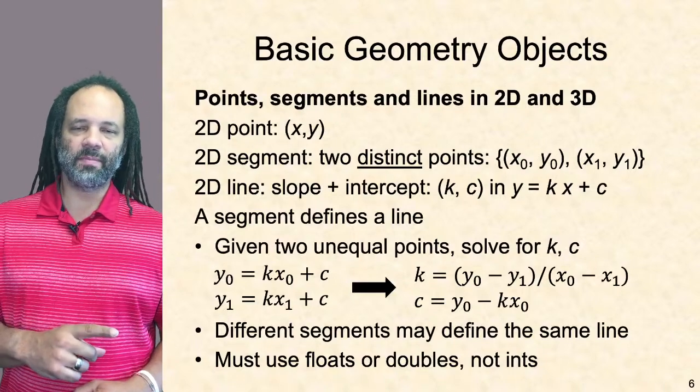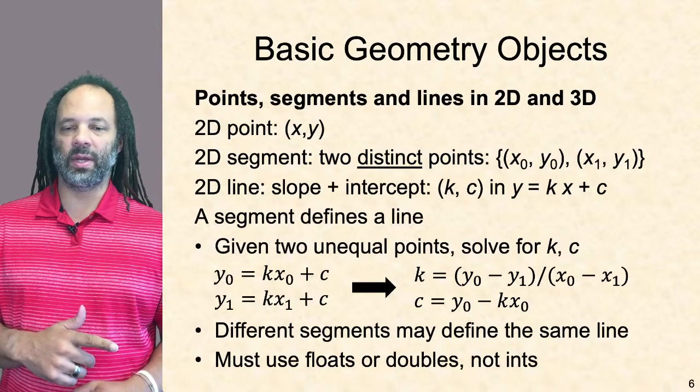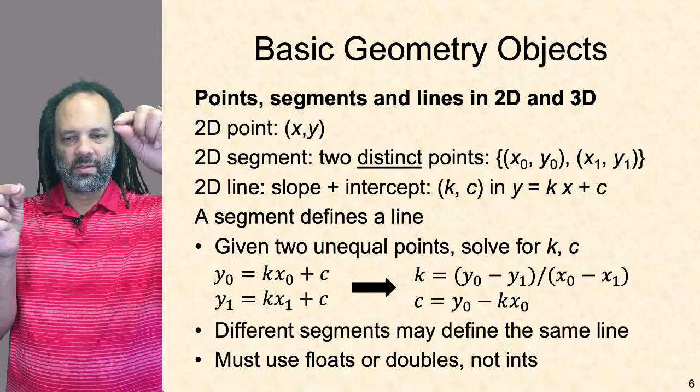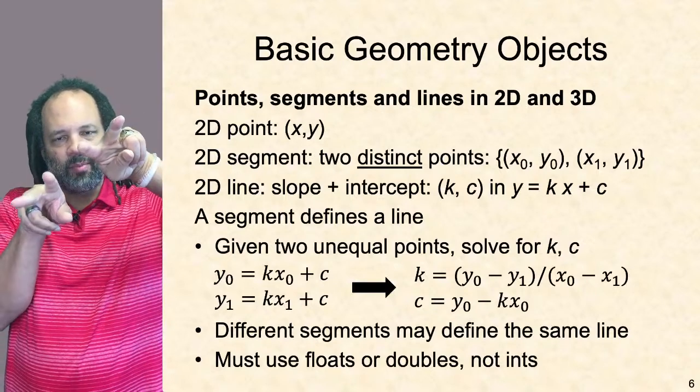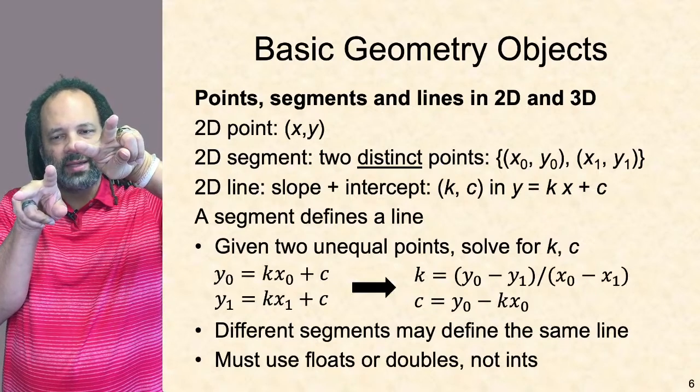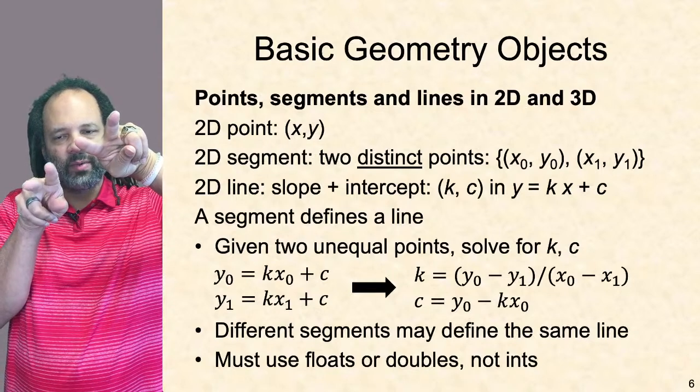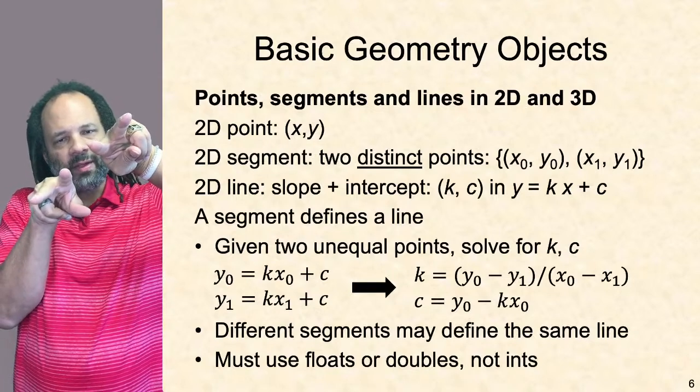So different segments may define the same line. That's important to note, right? If I've got 2 points, I can sort of break that up. And there you can see if I've got a line segment between these 2 fingers and a line segment between those 2 fingers, they're on the same line.